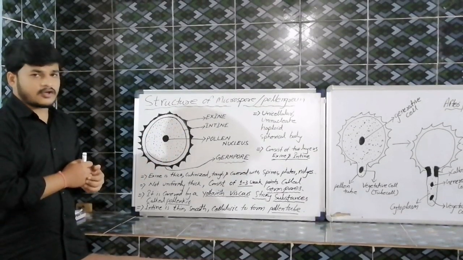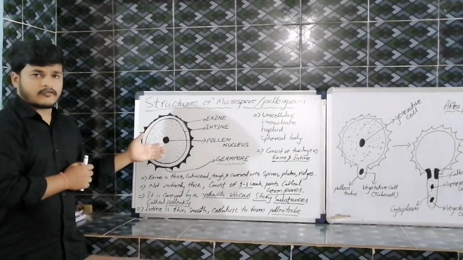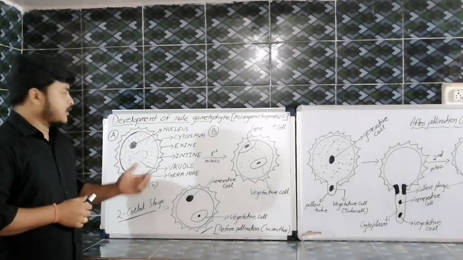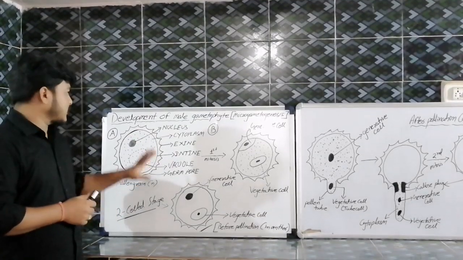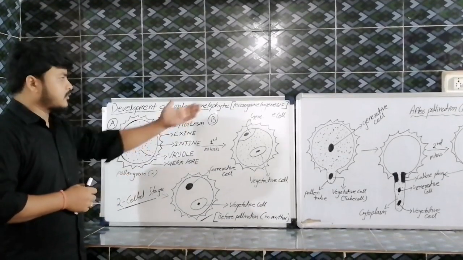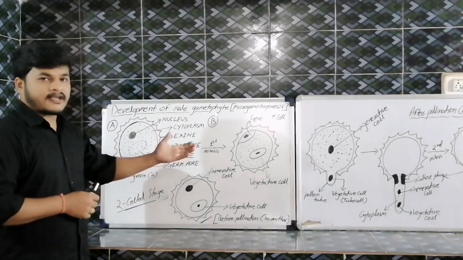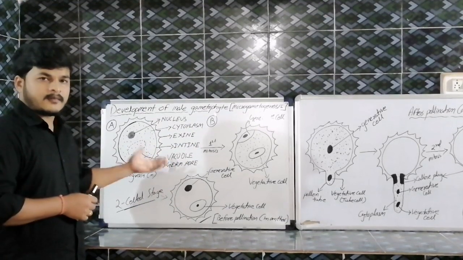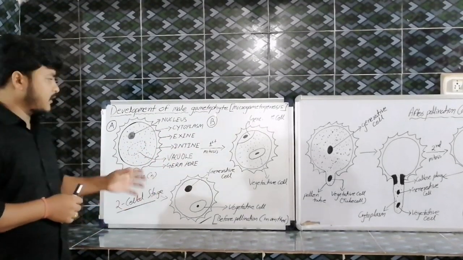Next, we are going to study the structure of the pollen tube. That means here we are going to study the development of the male gametophyte, which is otherwise known as microgametogenesis. That means it is the formation of the gametophyte.